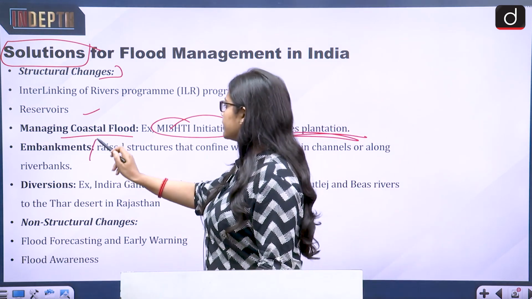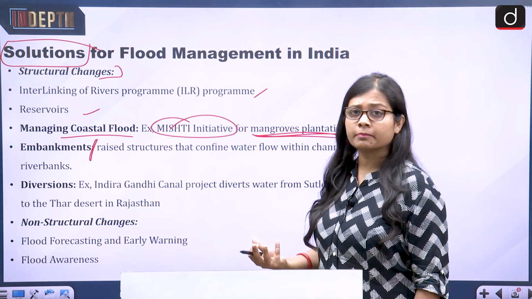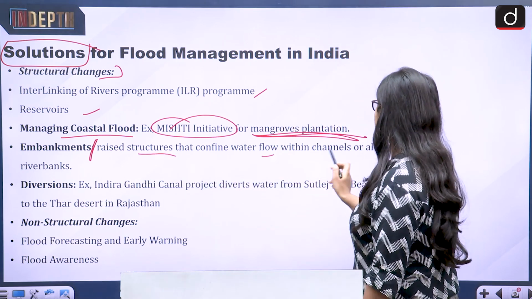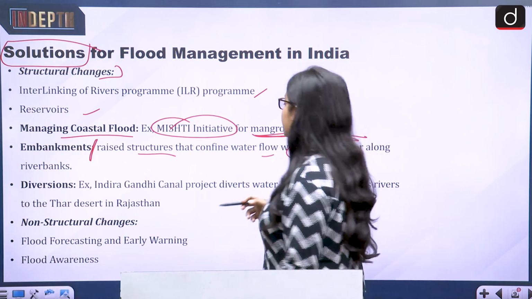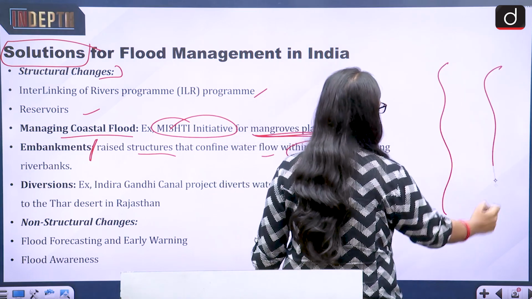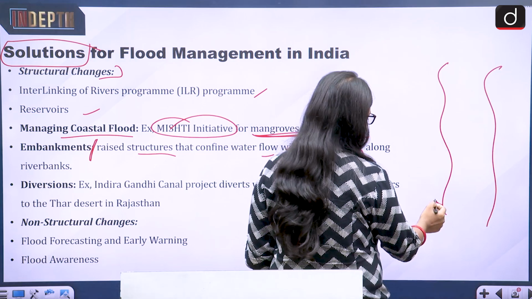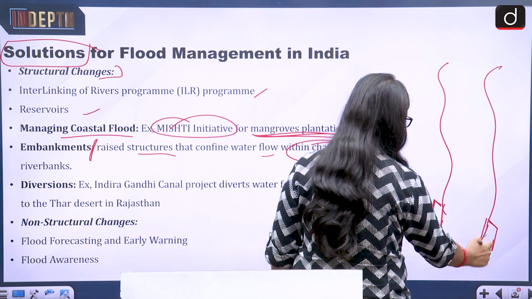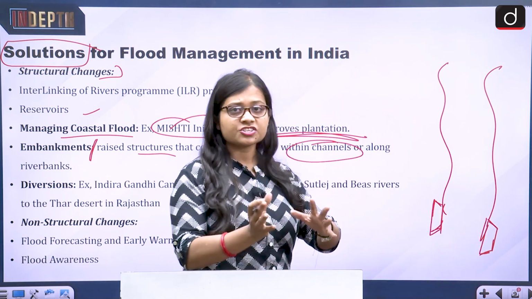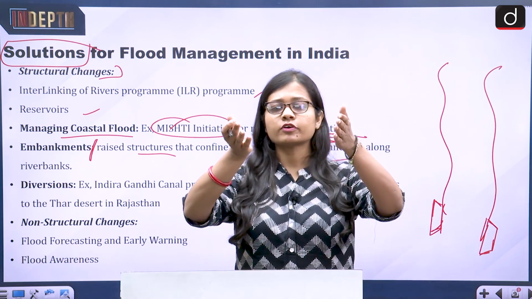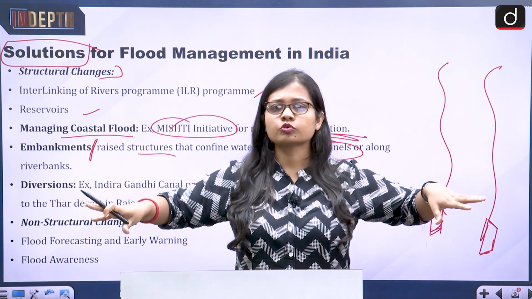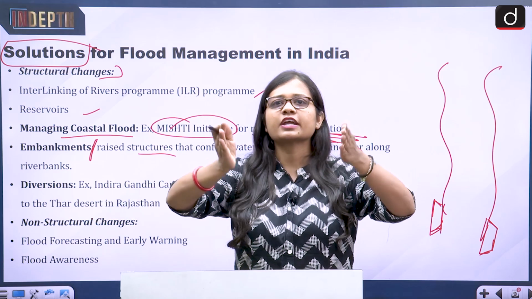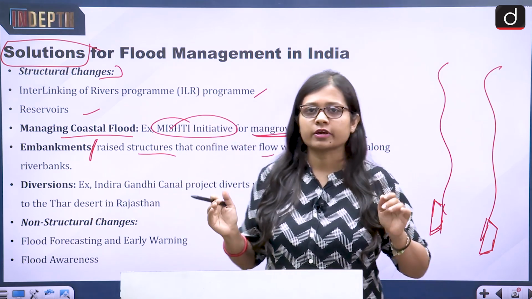Next comes the embankments, the creation of more and more embankments. An embankment is a raised structure that confines water flow within channels or along river banks. Now imagine this is a river. So what can be done? A raised structure on the sides of the river can be created, and that raised structure works like an embankment. When the rivers are overflowing and the water tends to go to the right and left of the river, these embankments will confine that water in the course of the river.